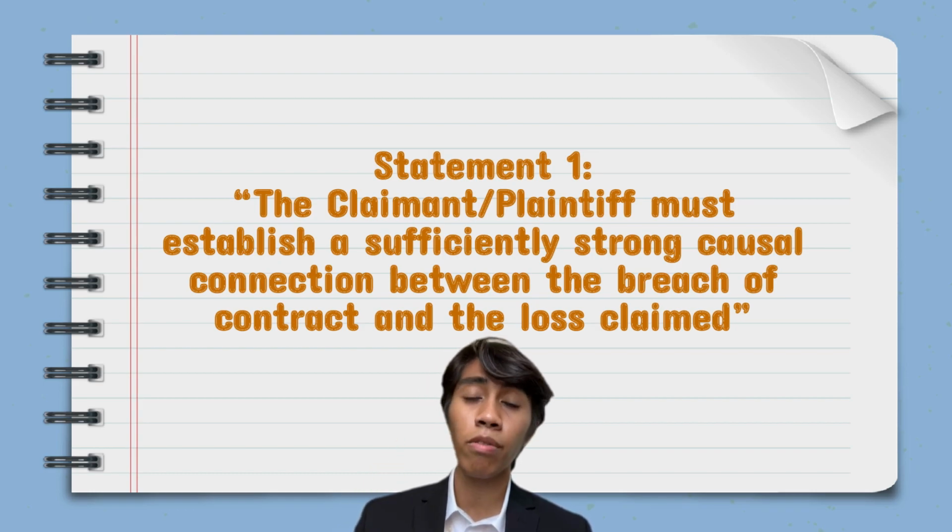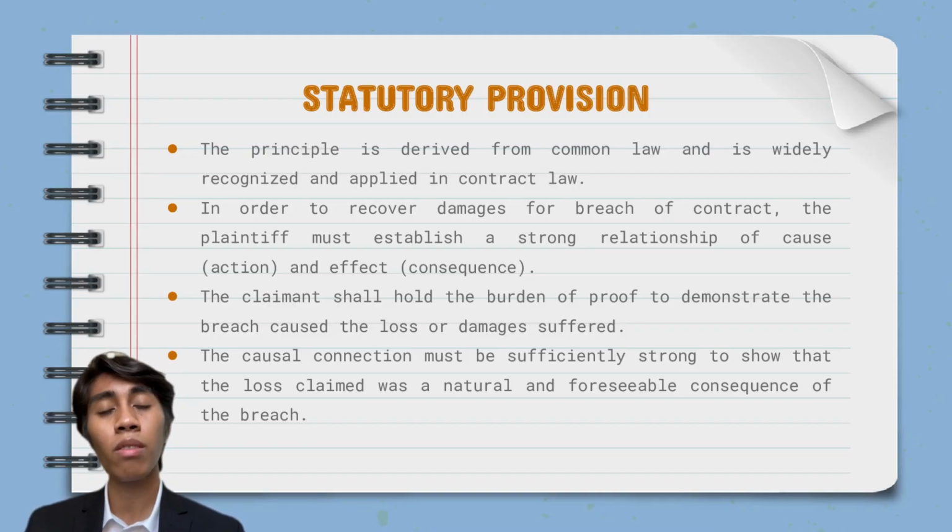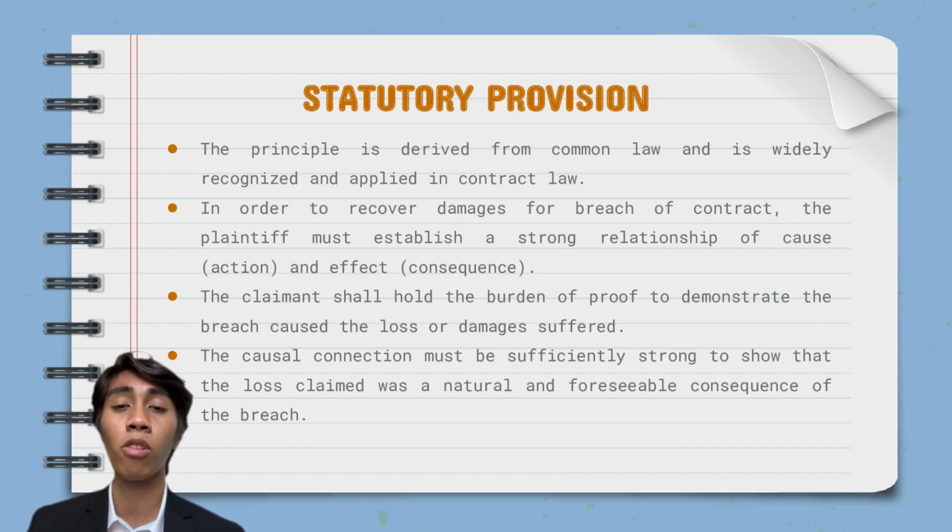The following is the preface of the analysis. The statement calls for the establishment of causal connection in breach of contract claims. Causal connection is essential for recovering damages. Let us begin with analyzing relevant statutory provisions. Although there are no specific provisions in the Contracts Act 1950 that explicitly address the concept of causal connection in breach of contract, the principle is derived from common law and is widely recognized and applied in contract law.